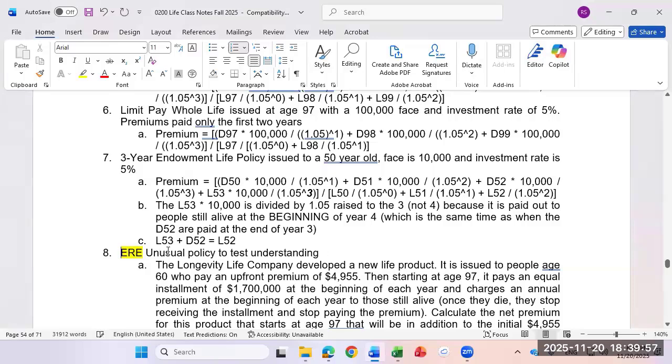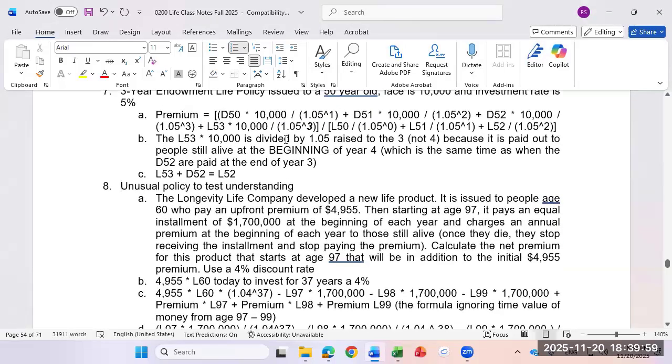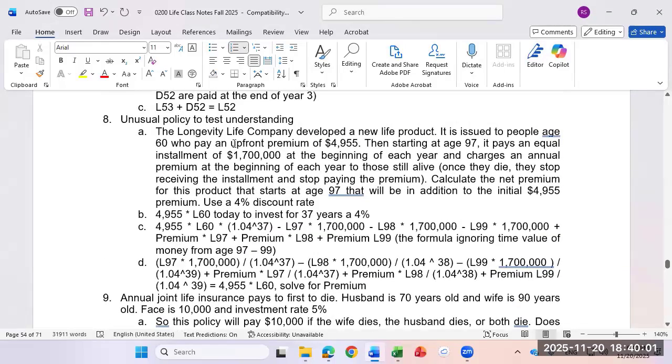So here's the unusual product. I won't do this one today, but this one's a lot harder than what I gave on the exam. It's issued to people age 60 who pay $4,950. Then in 97, it pays an equal installment of 1.7 million at the beginning of each year and charges an annual premium at the beginning of each year. If they're still alive, you're supposed to calculate that premium. This one is just really difficult.